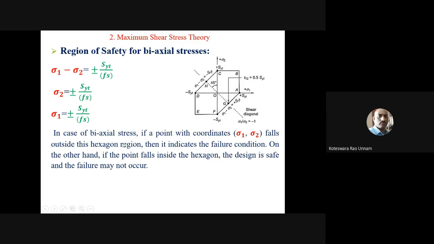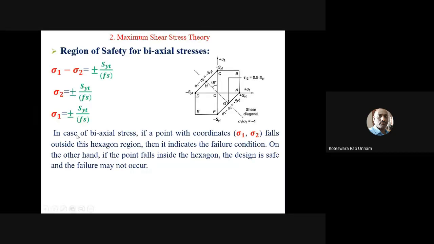Generally, in the case of a brittle material you have ultimate strength; you don't have a well-defined yield strength. We take ultimate strength as the failure criterion, whereas in the case of a ductile material we take SYT as the failure criterion. That means if the design equations have SYT, the theory holds good for ductile materials, or if the design equation has SUT, then that theory holds good for brittle materials.